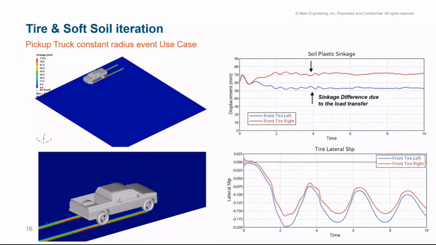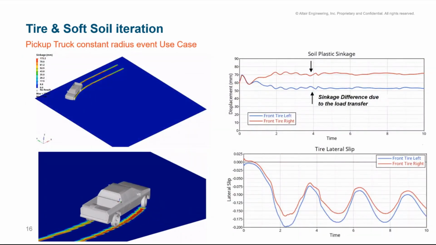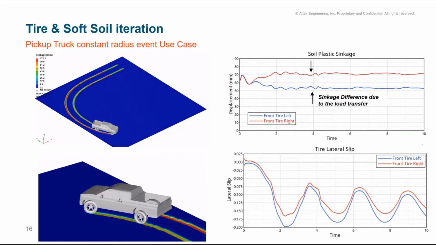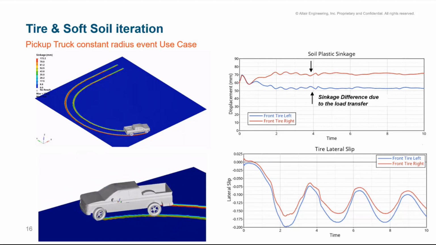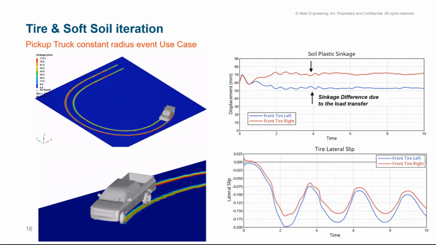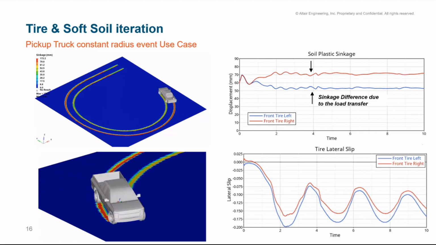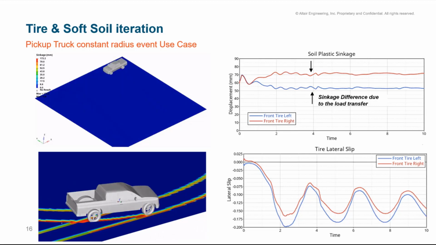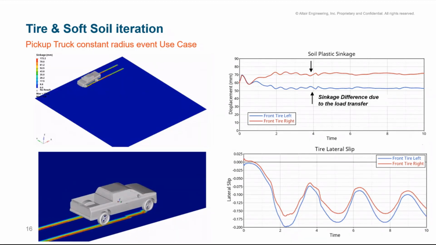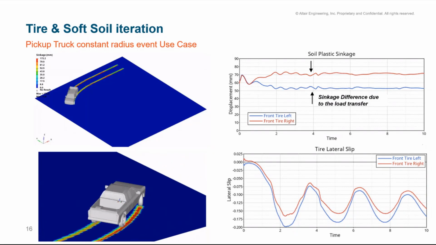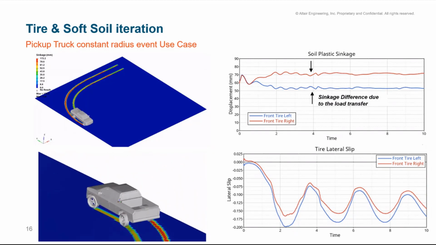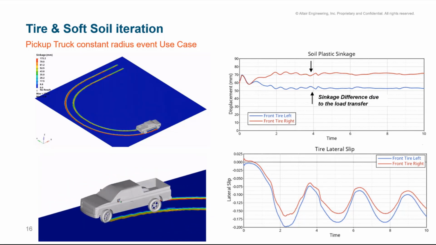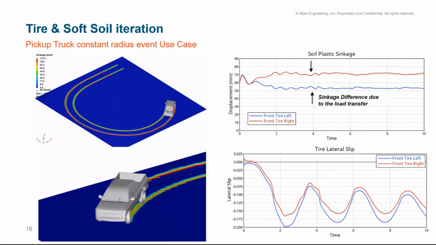Here you see another example of the new tire soft soil interaction. As a truck drives on a sand bed, it performs a counterclockwise steering maneuver. And because of the leaning outwards from the curve, you see that on the right side, the soil is getting compacted heavier than on the inside. And you also see that the left front tire is slipping.